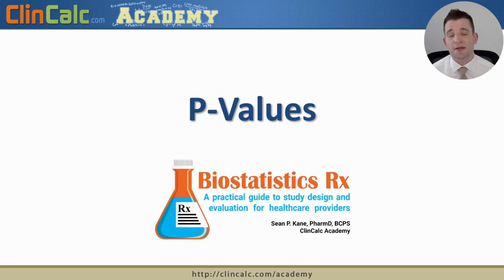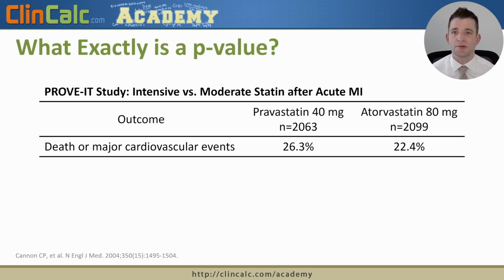In this video, we'll be discussing p-values. So what exactly is a p-value? Well, using the PROVE-IT study, which compared pravastatin versus atorvastatin after an acute MI, in that particular study, they had their primary outcome of death or major cardiovascular events.